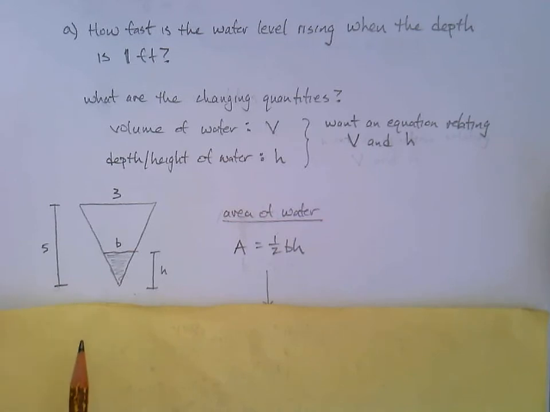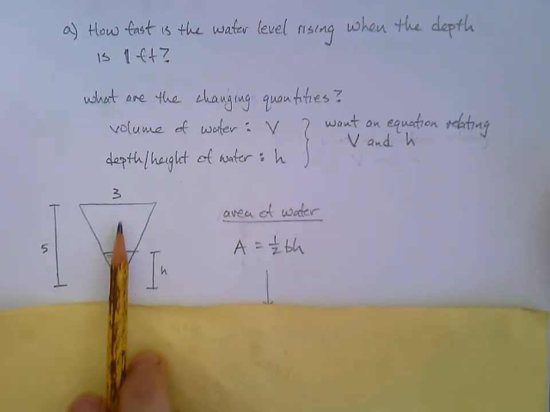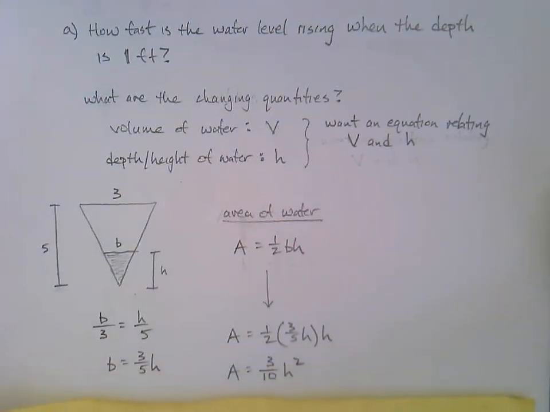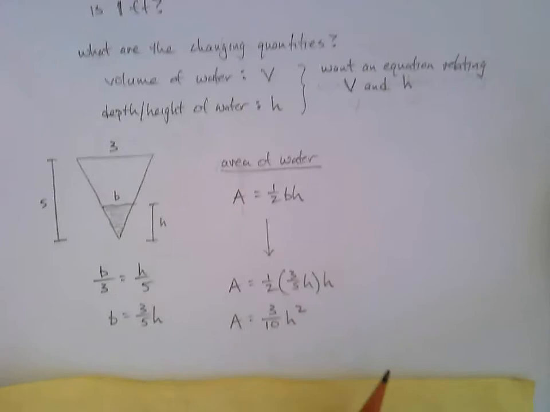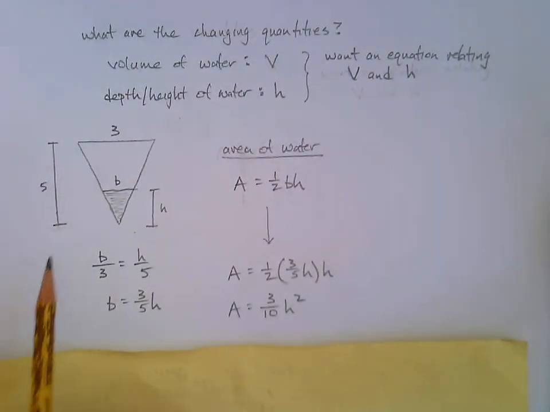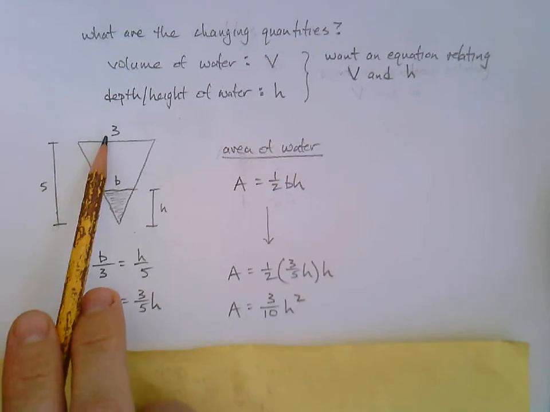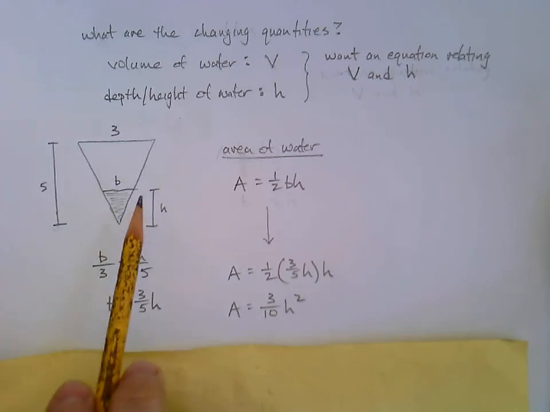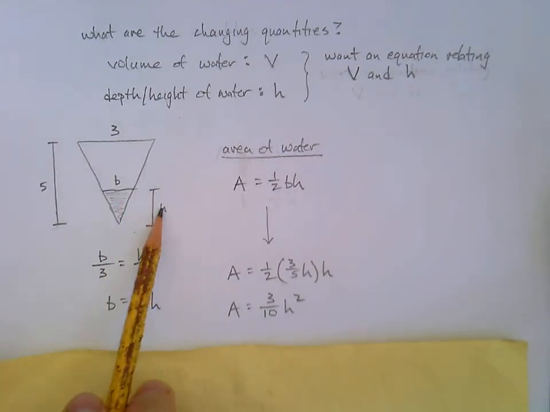The concept we want to take advantage of here is similar triangles. Isn't the triangle for this water a similar triangle to the entire trough? Yeah. And in similar triangles, the corresponding sides are in proportion. So here's what we're going to do. I'll just show you all my work right here and talk through it. To set up the proportions, b over 3 is the same as h over 5. Those are in proportion. That distance to this is the same as this to that.